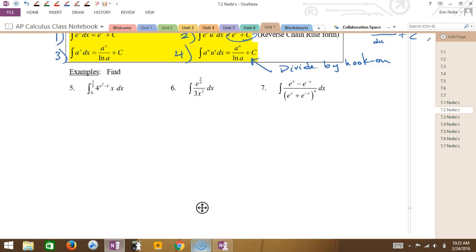Okay, so number 5, which rule am I using? I have a base of 4. I'm ignoring that x that's on the outside.